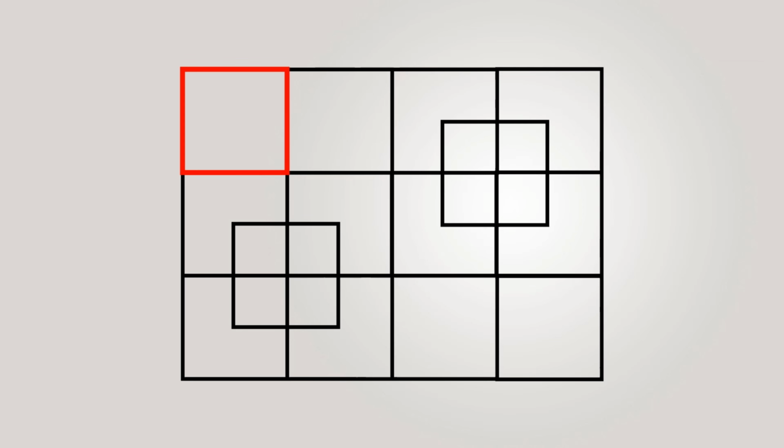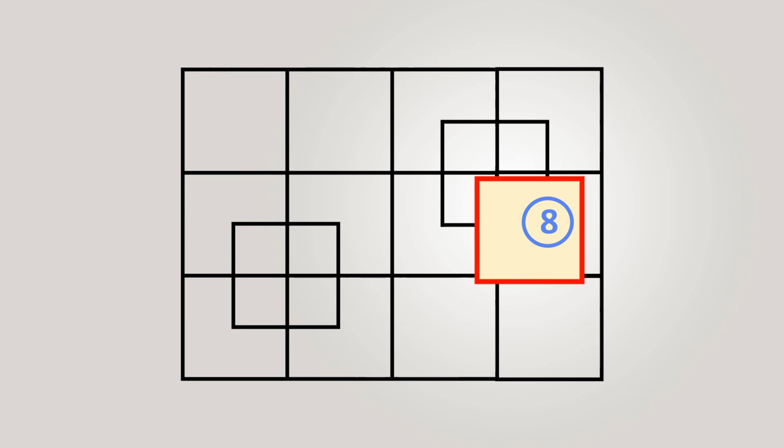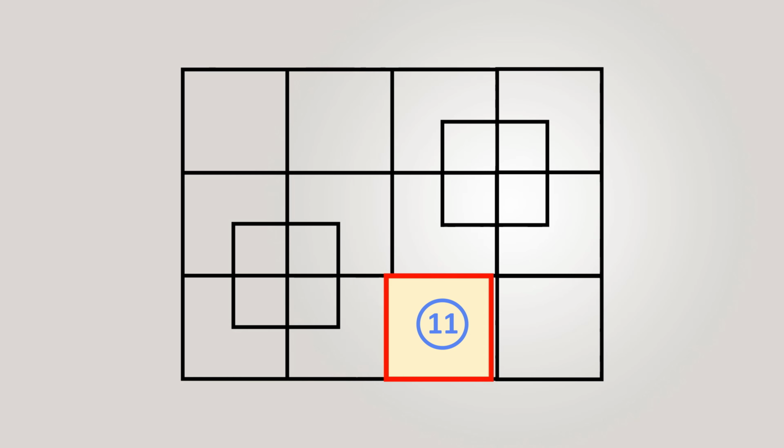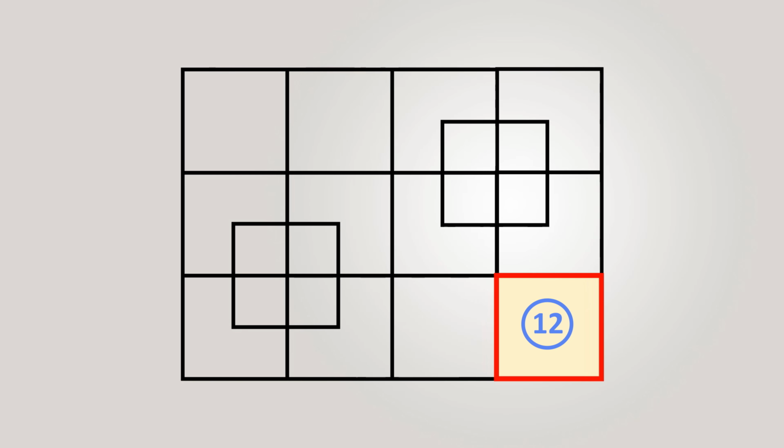Let's start by removing overlapping squares and counting medium-sized squares. There are 12 of them on this picture. Let me count them all for you. 1, 2, 3, 4, 5, 6, 7, 8, 9, 10, 11, and 12.